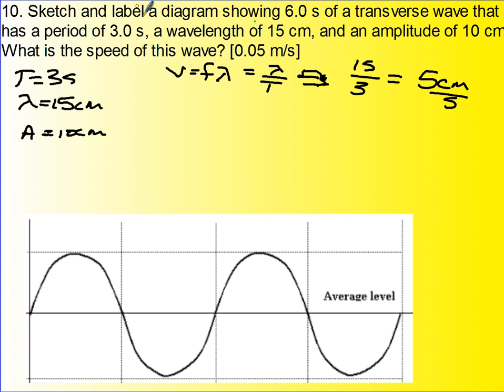Now I want to show 6 seconds of a wave that has a period of 3 seconds. So if the period is 3 seconds, I need to show 2 wavelengths. So let me put this in another color. Since the period is 3 seconds and I want to show 6 seconds, I need to show 2 periods. So this is 2 periods. 1, 2 complete periods.